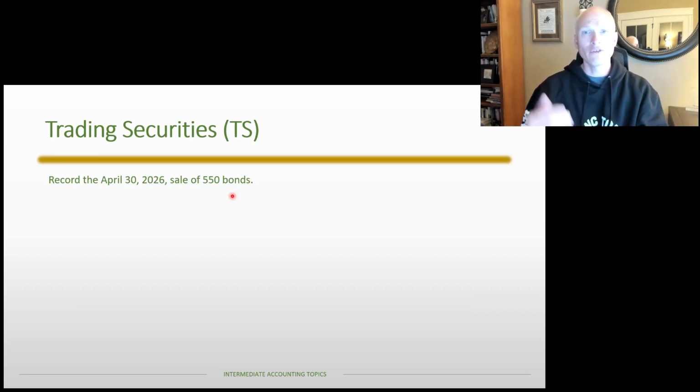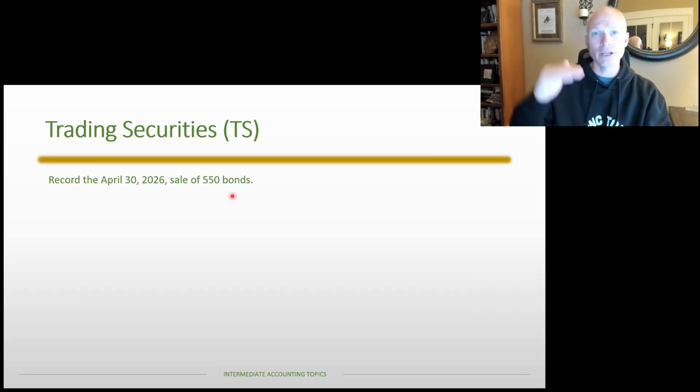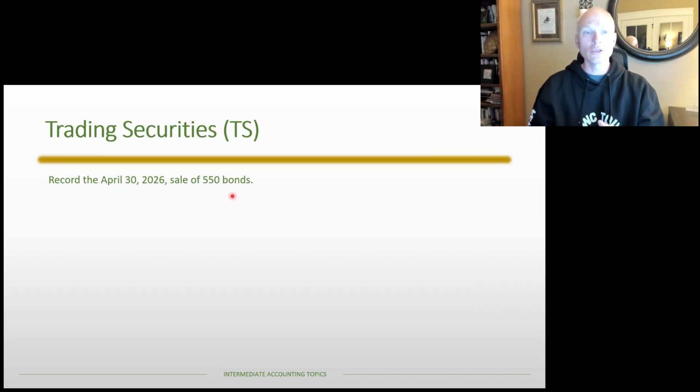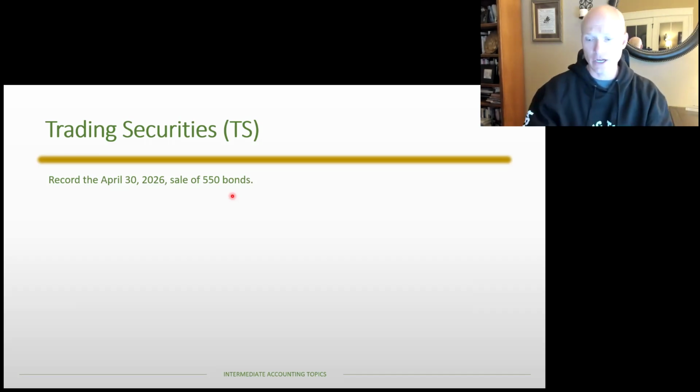That's one benefit. If you notice, when I did my amortization table, I did it on a per bond basis. And when we did the fair value adjustment, we did it per bond first. And so that's one advantage: now I have a per bond number that I can use and apply to this transaction. And so we're going to record that sale.